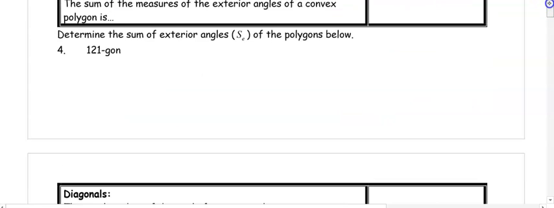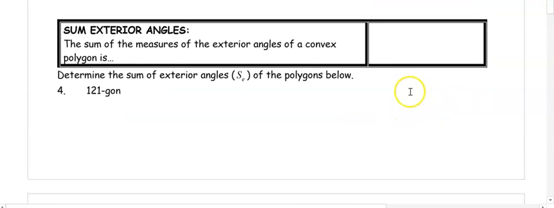Our next is the sum of exterior angles. The sum of exterior angles, all the angles outside, always equals 360 degrees. It doesn't matter how many sides it has. So a 121-gon with 121 sides is still going to have the sum of exterior angles be 360.